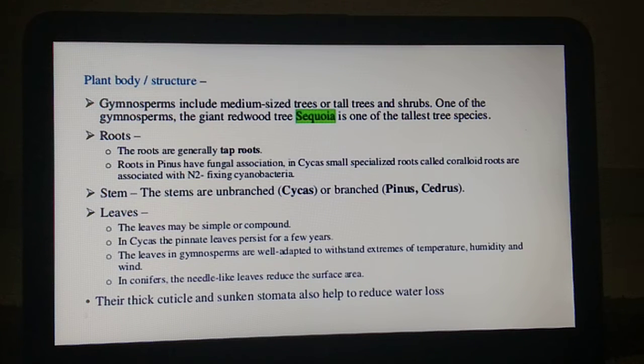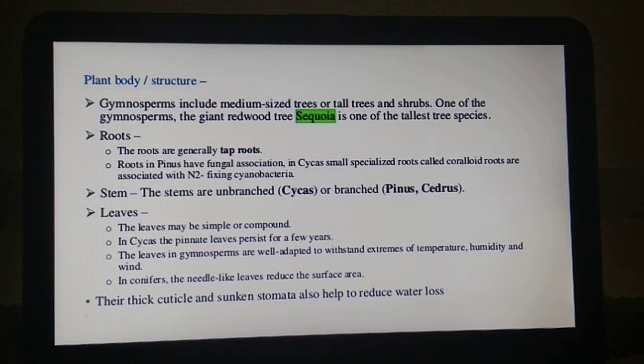Talking about their stem, in case of Cycas it is unbranched and in case of Pinus or Cedrus it is branched. Now talking about their leaves. The leaves may be simple or compound. You must have studied simple and compound leaves in your class 11, students. And in Cycas the pinnate leaves persist for a few years. So in our next chapter in class 11th, we will be studying what exactly simple leaves, compound leaves, pinnate leaves and all such leaves mean.